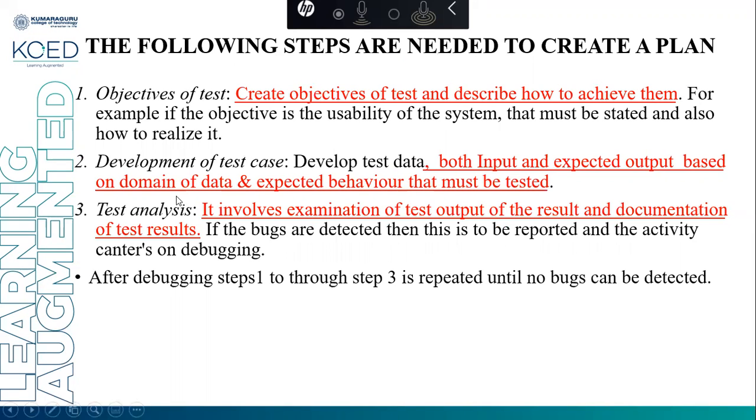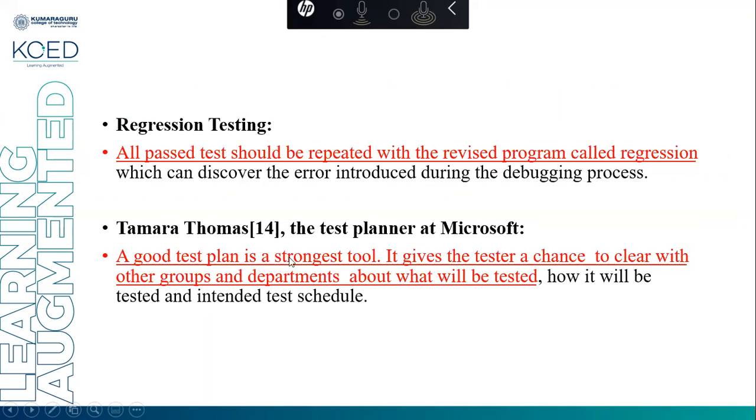Third, test analysis. It involves examination of the test output and documentation of the test results. If bugs are detected, then this is to be reported, and the activity continues with debugging. It will be reported to the programmer and you have to do the debugging. After debugging, step 1 through step 3 is repeated until no bugs can be detected. You have to repeat the steps and ensure the objective of the test. Development of test cases and the test analysis should be repeated until all the bugs are detected and rectified.